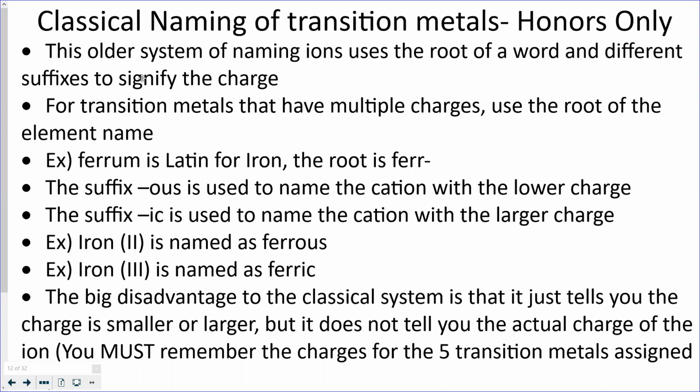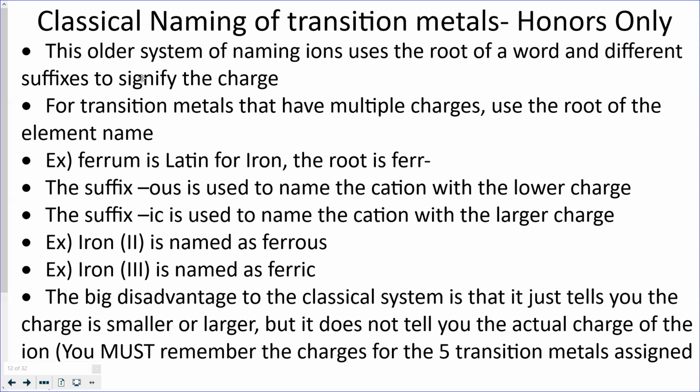So the suffix of ous is used to name the cation with the lower charge. And then the suffix of ic is used to name the cation with the higher charge. So iron can either be a +2 or a +3. So +2 is the lower charge. That is going to be ferrous. Whereas iron 3 is the higher charge, so it would be referred to as ferric. And like I said, this is not as widely used anymore, except for on chemical bottles and stuff.